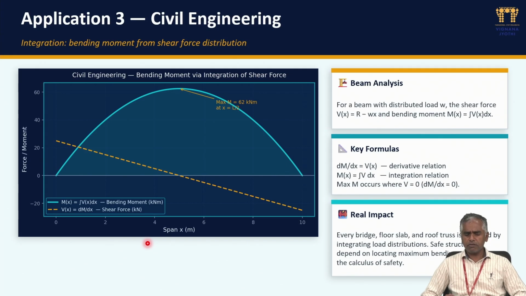So V of x, what is V of x? That is dM by dx, the derivative relation. M of x equal to integration V dx, that is the integration relation. So maximum M occurs whenever V equal to 0.